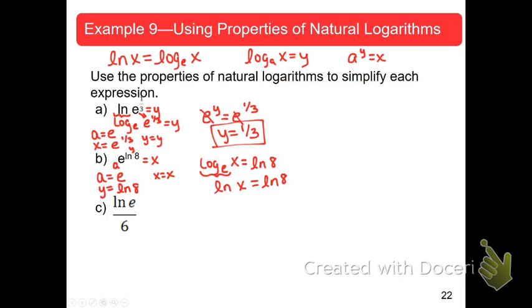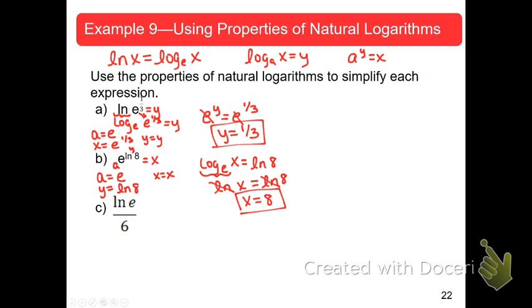Now, just like before, we've got a natural log equals a natural log. Using the one-to-one property, we can get rid of that, and we know that x equals 8. I don't really need to check this one because all I have up here to plug it back in is x. So therefore, I know that the 8 will work.